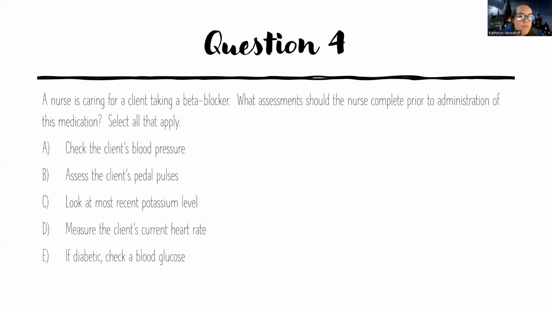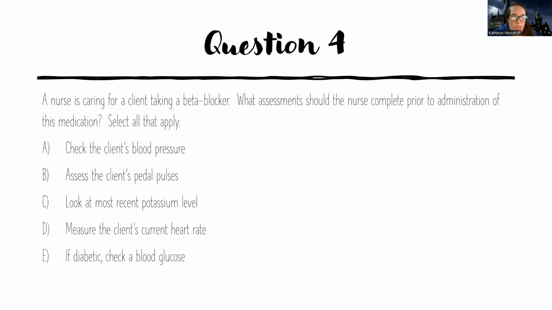Question number 4: a nurse is caring for a client taking a beta blocker. This is important, because we can give you a specific medication or we can give you a class, so you definitely need to know both. It says, what assessments should the nurse complete prior to the administration of this medication? Select all that apply. We want to see which of these assessments is key for these patients.